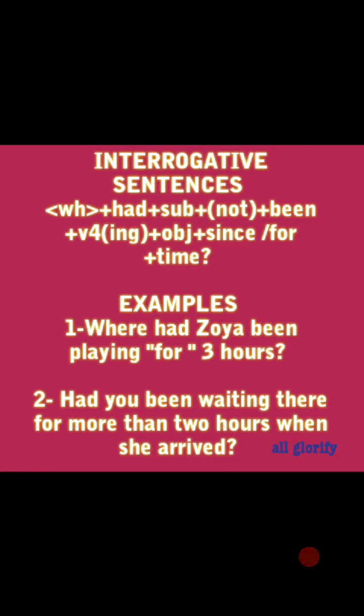For example, where had Zoya been playing for 3 hours? Question mark. Number 2, had you been waiting there for more than 2 hours when she arrived? Question mark. So with all these rules and examples, you can make more sentences and make your past perfect continuous tense clear. I hope now you understand well.